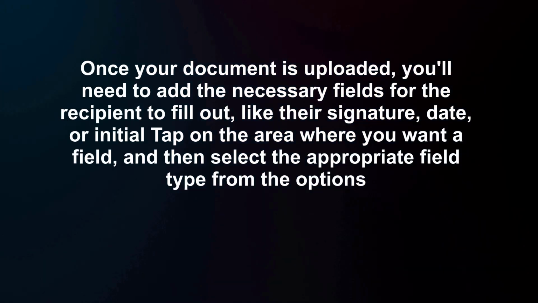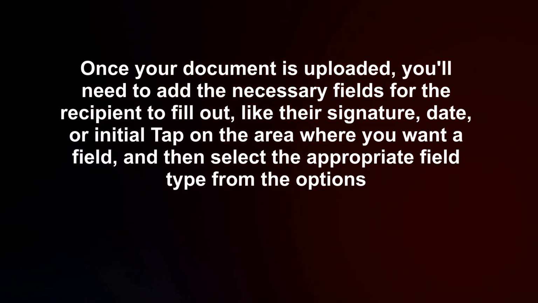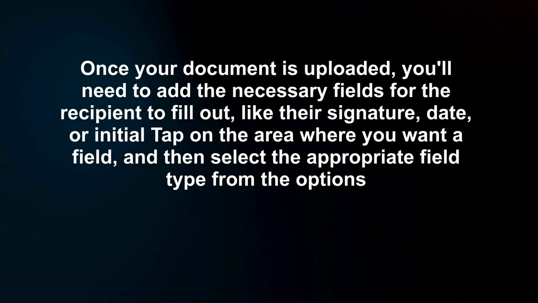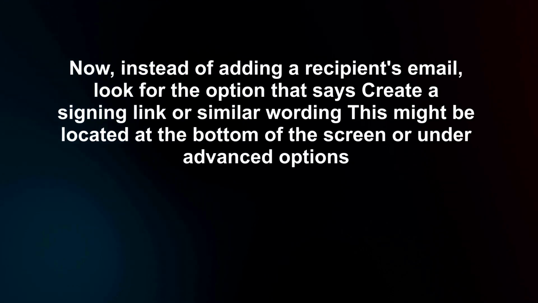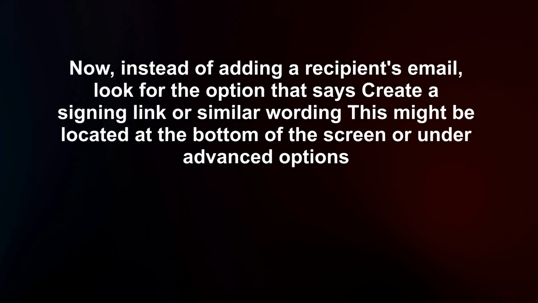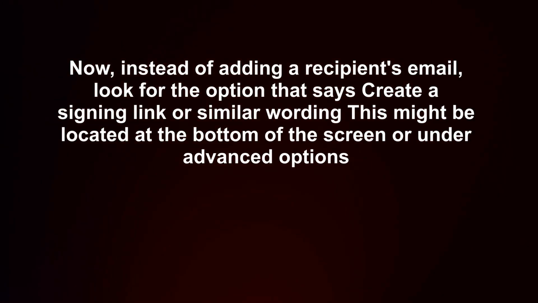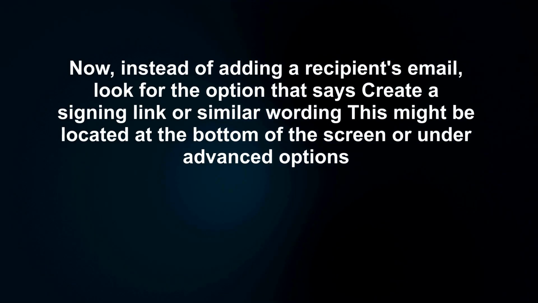Once your document is uploaded, you'll need to add the necessary fields for the recipient to fill out, like their signature, date, or initial. Tap on the area where you want a field, and then select the appropriate field type from the options. Now, instead of adding a recipient's email, look for the option that says Create a Signing Link or similar wording. This might be located at the bottom of the screen or under Advanced Options.